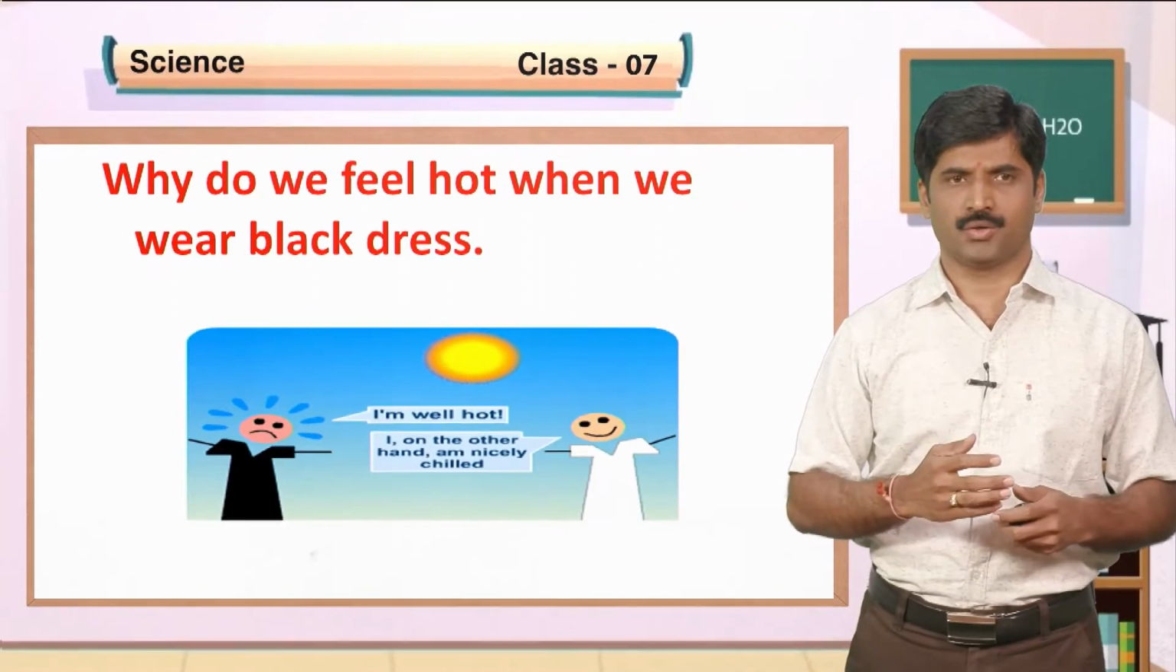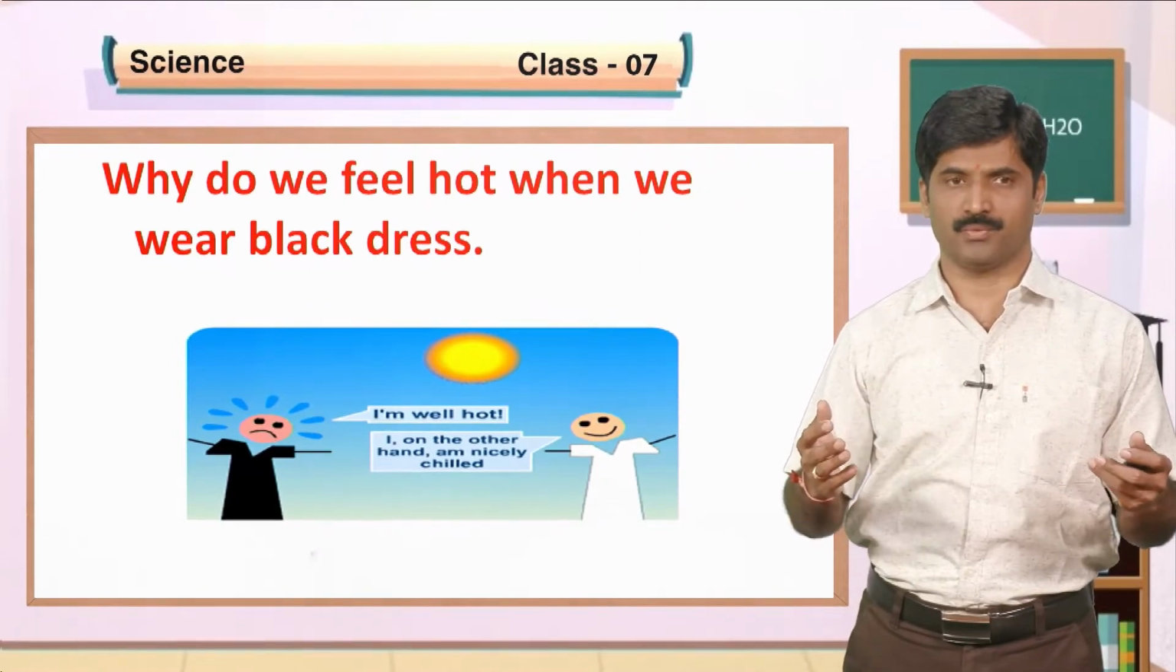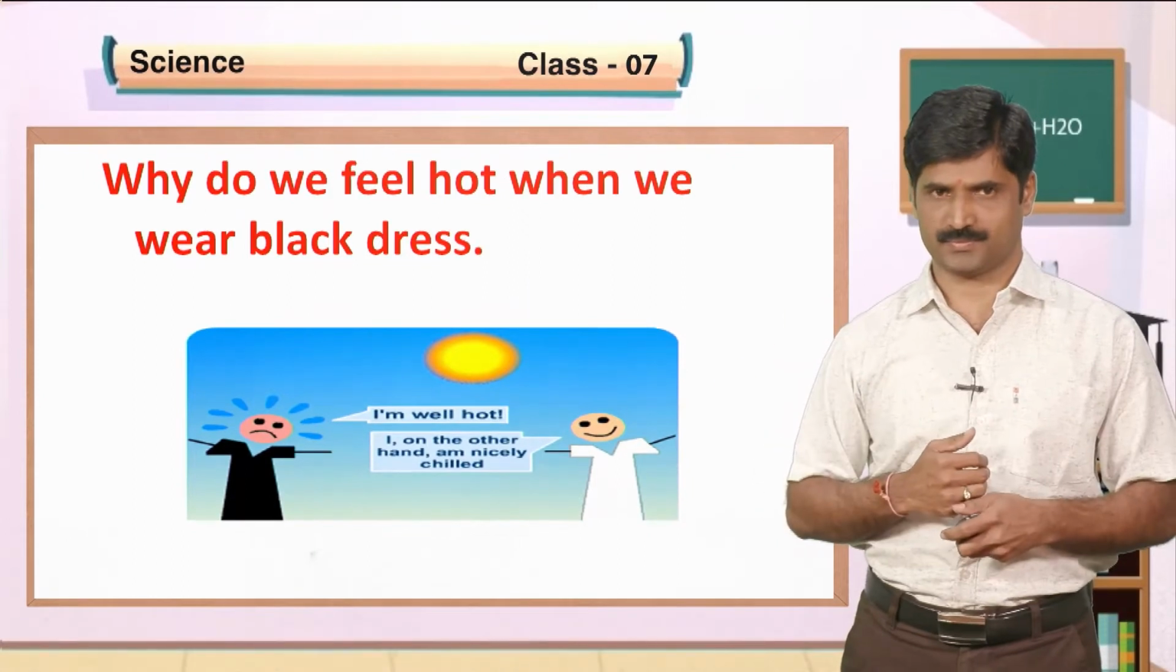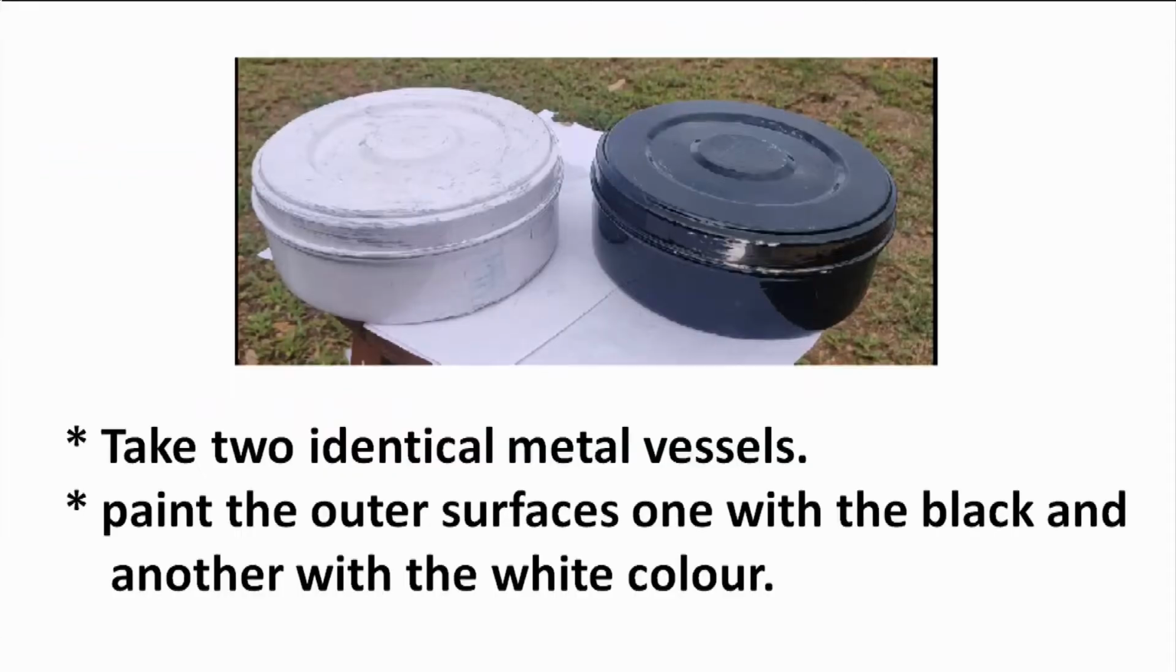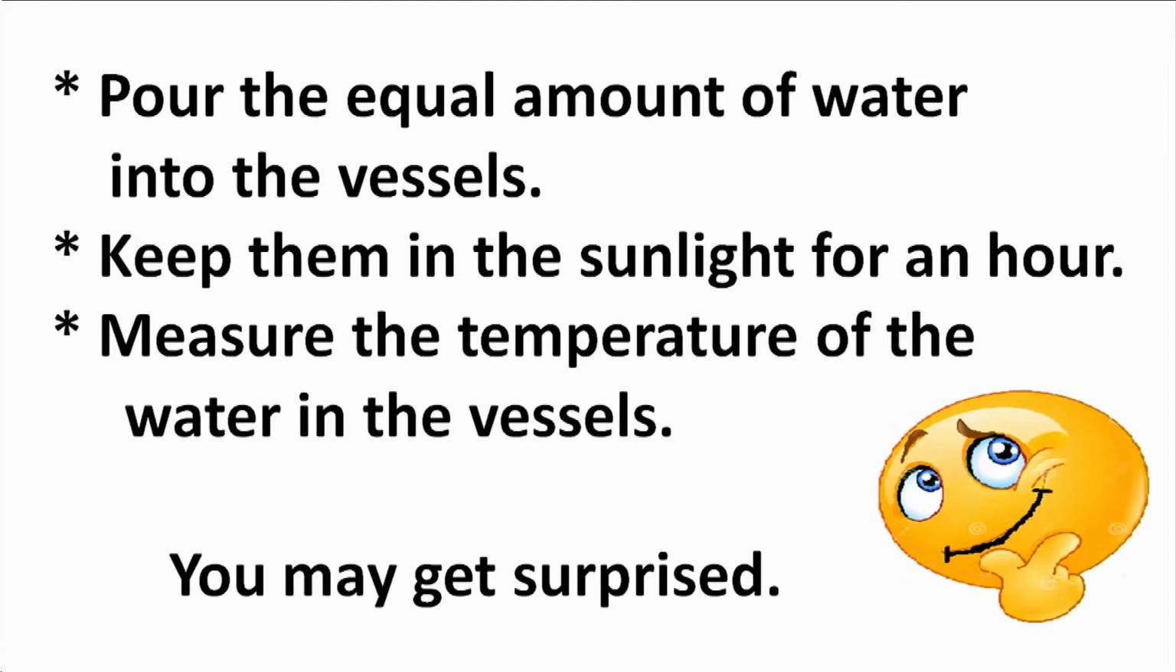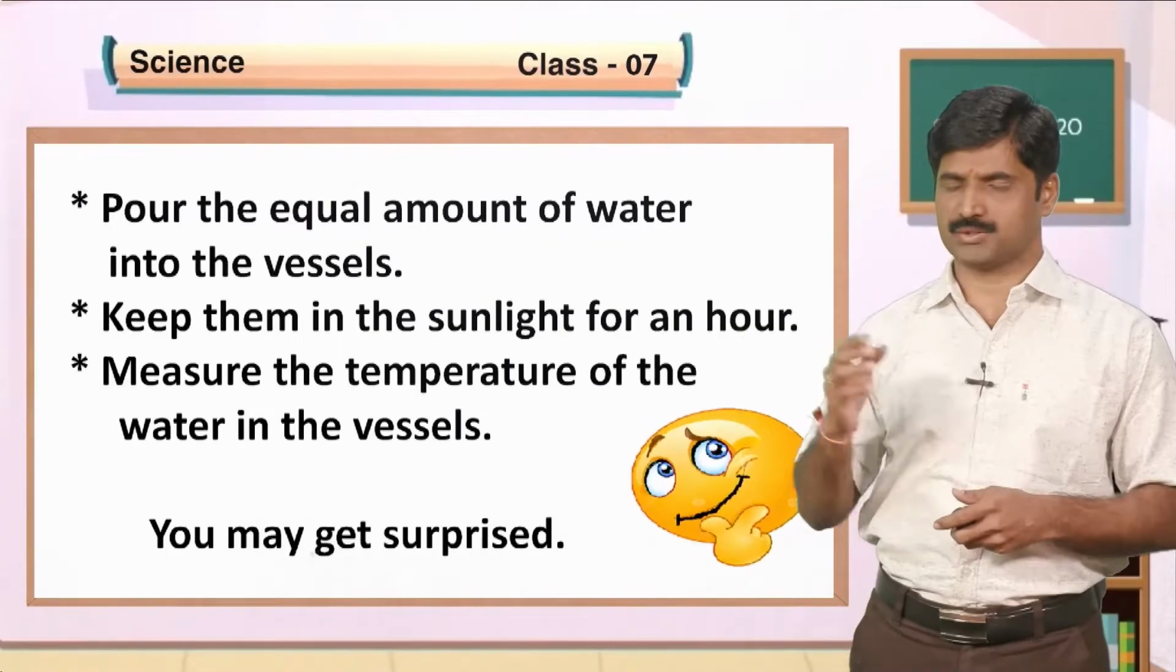Let us study why we feel hot when we wear black dresses. For this, let us do an activity. Take two identical metal vessels, paint the outer surfaces, one with black and another with white color. Pour equal amounts of water into the vessels. Keep them in the sunlight for an hour. After that, measure the temperature of the water in the vessels. You may get surprised. Let us do the activity.